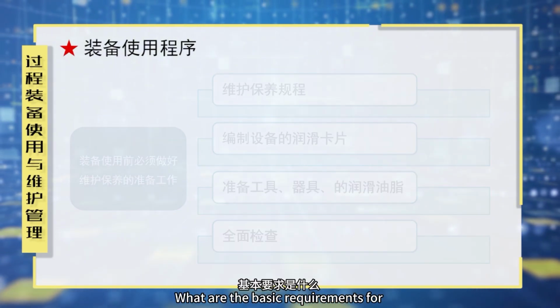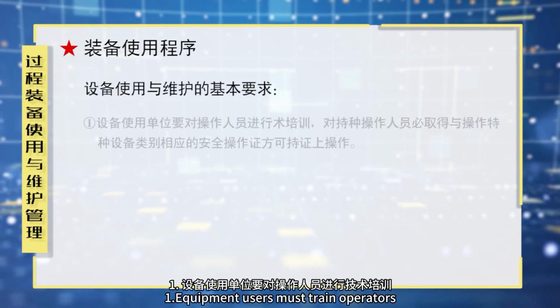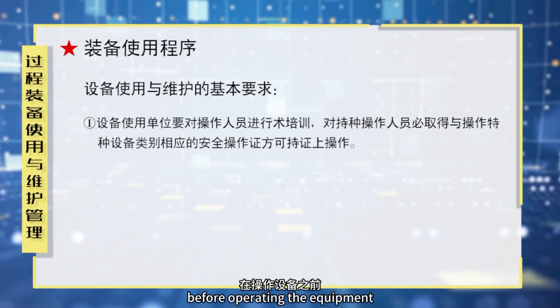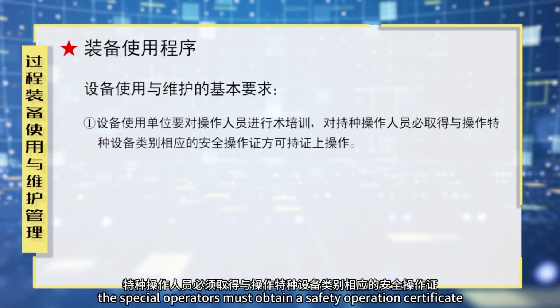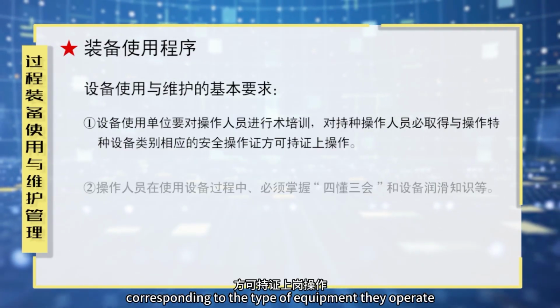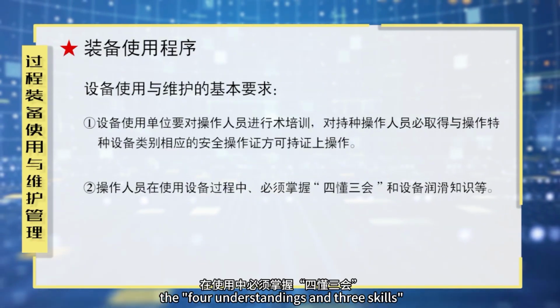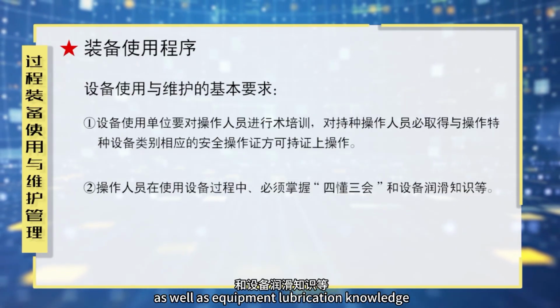What are the basic requirements for equipment use and maintenance? First, equipment users must train operators. Particularly, before operating the equipment, the special operators must obtain a safety operation certificate corresponding to the type of equipment they operate. Second, operators must understand the 4 understandings and 3 skills, as well as equipment lubrication knowledge.